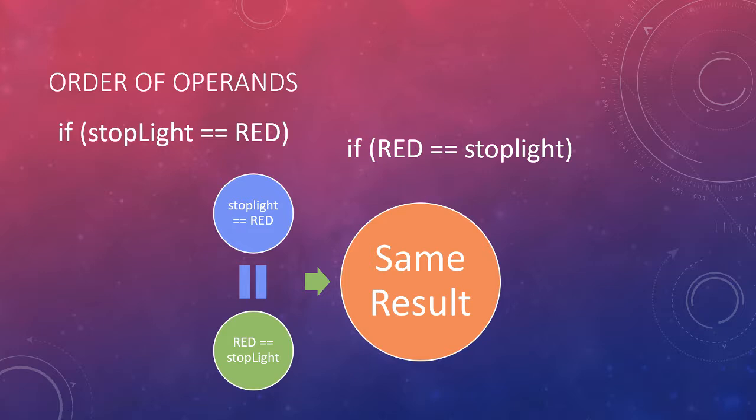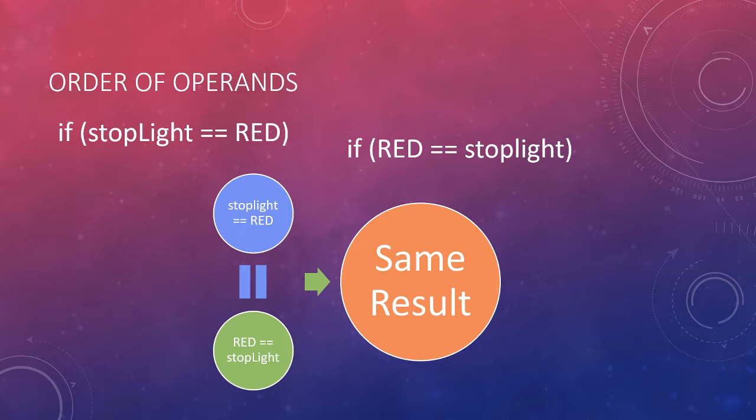Now, when we're working with equality, the order of our operands doesn't really matter. So the if statement, if stoplight equals red, is the same as if red equals stoplight. It might be a little backwards to us, but it results in the same conditional test condition. So is one better than the other, though? The second one seems kind of awkward to us because we are used to reading left to right.